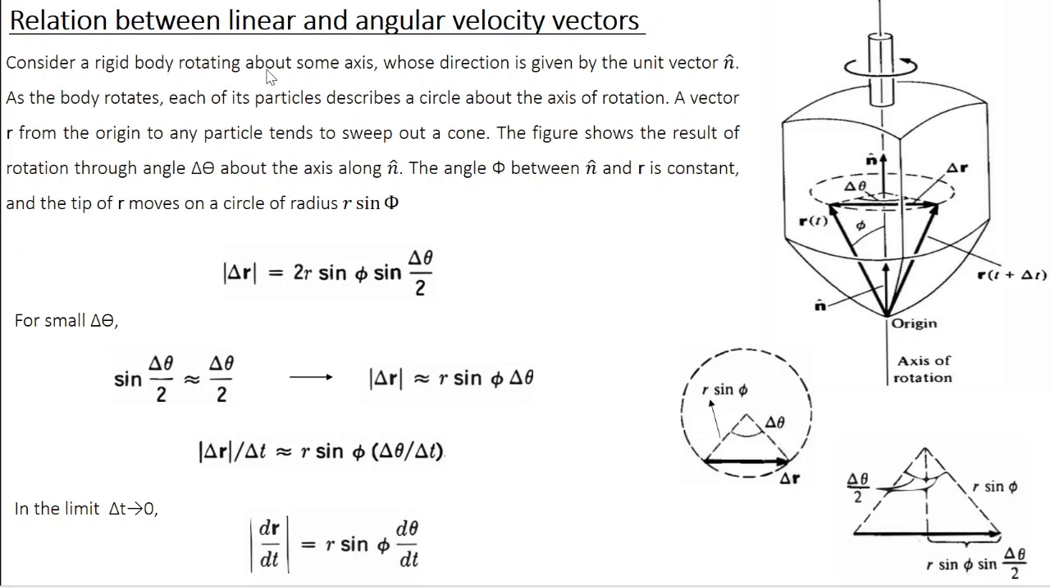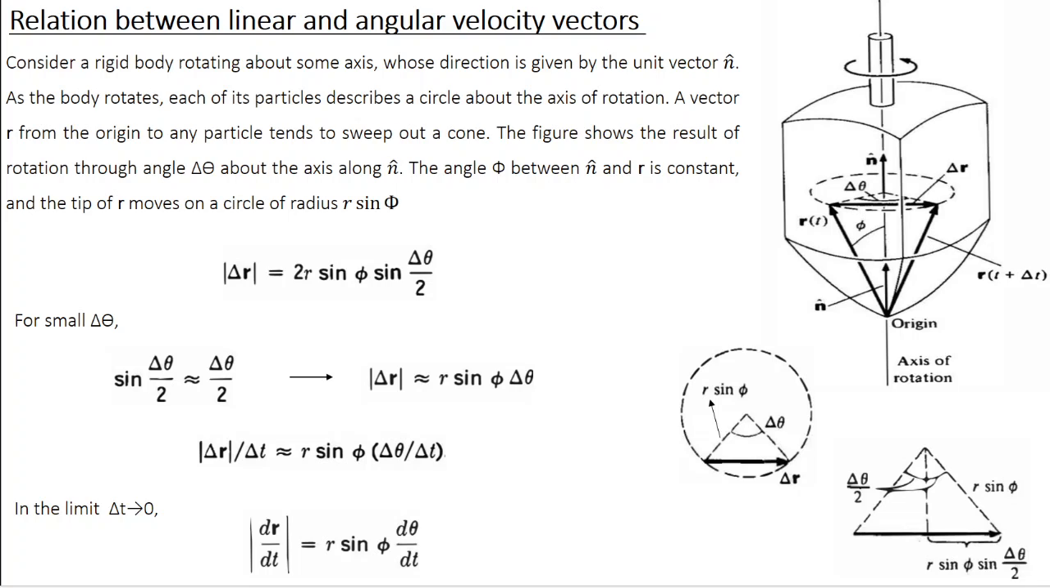Consider a rigid body rotating about some axis. The direction of the axis is given by a unit vector n cap. As the body rotates, each of its particles describes a circle around the axis of rotation, as shown in this figure. A vector r from the origin to any particle, when the particle rotates in a circle, is going to sweep out a cone.